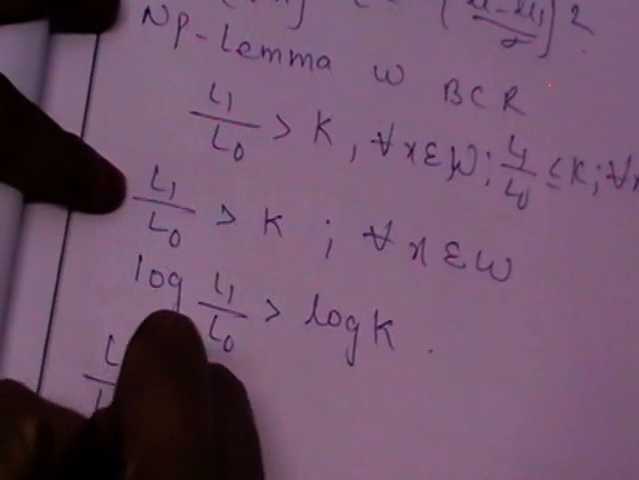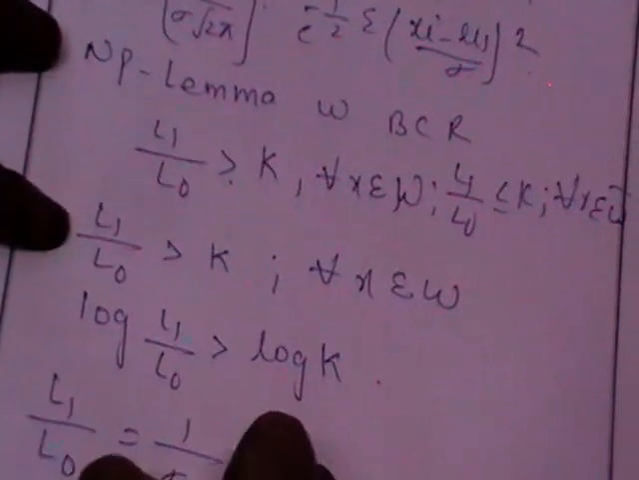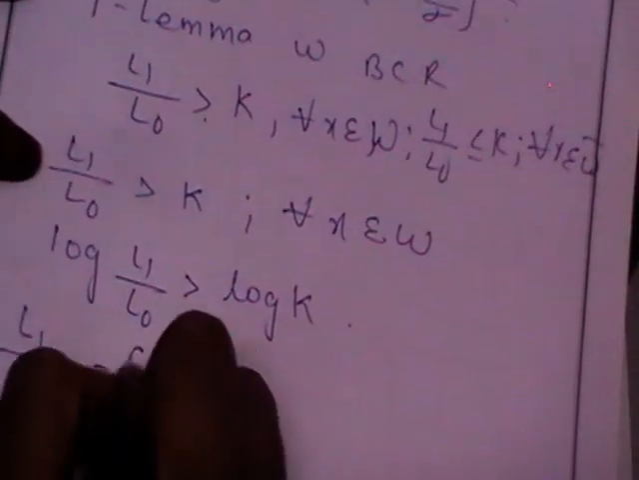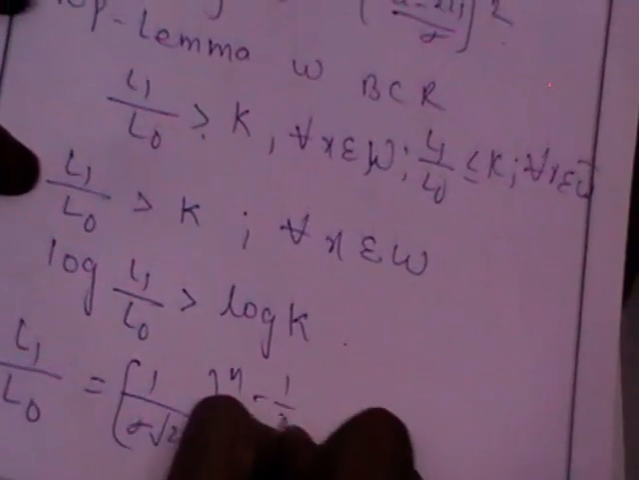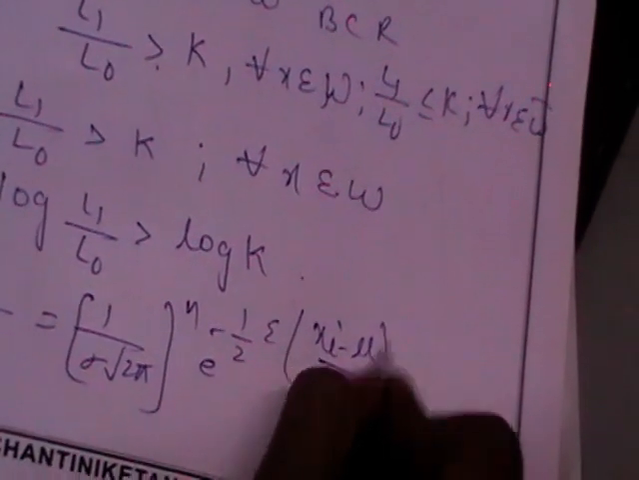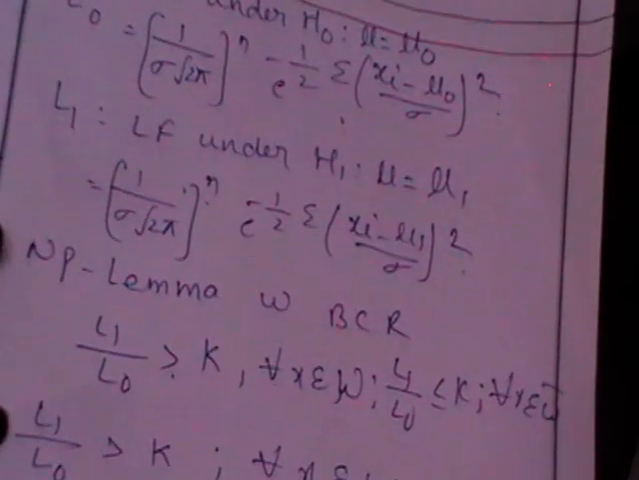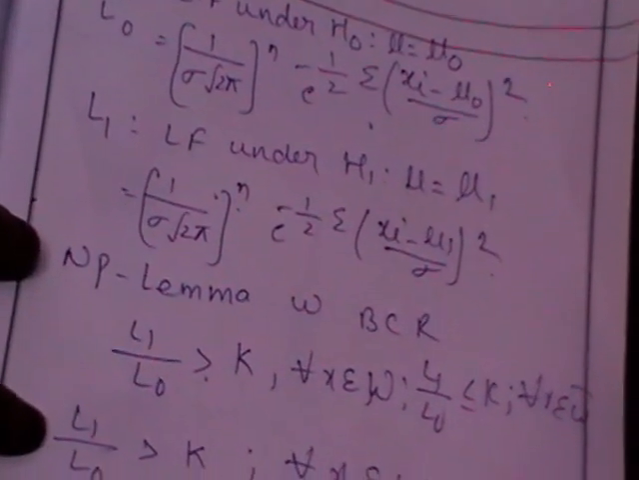What is L1 by L0? L1 by L0 means the ratio of these two. So 1 by sigma root 2 pi whole power n e power minus 1 by 2 sigma, this is L1, divided by, what is L0? L0 is the same term with xi minus mu naught whole square.